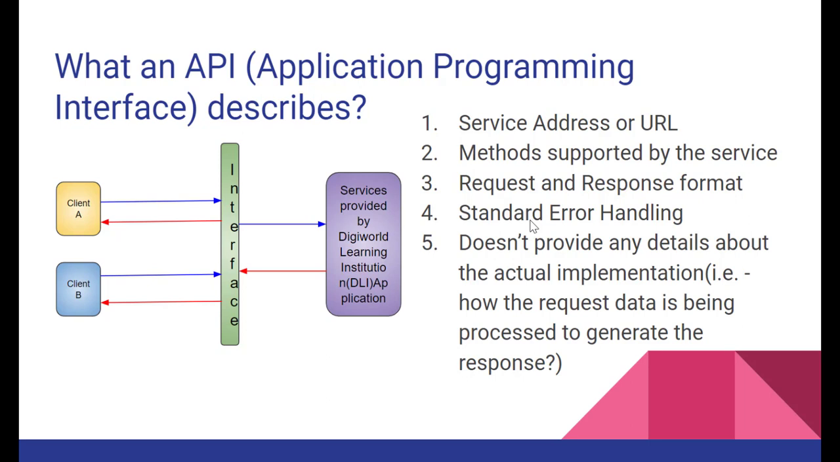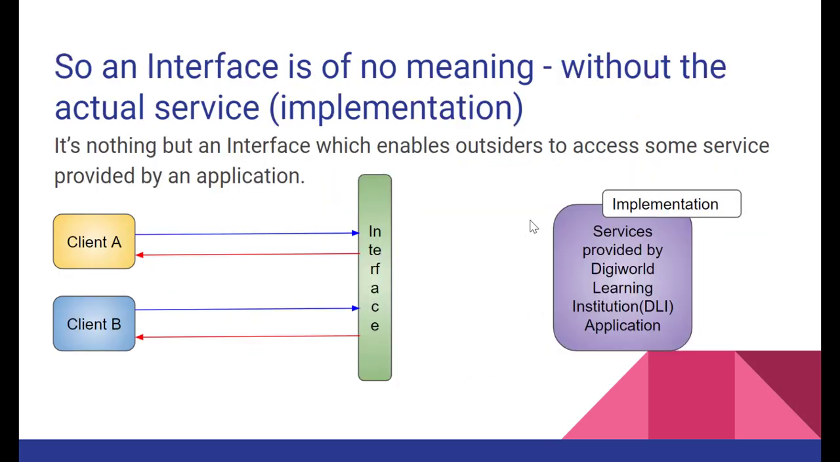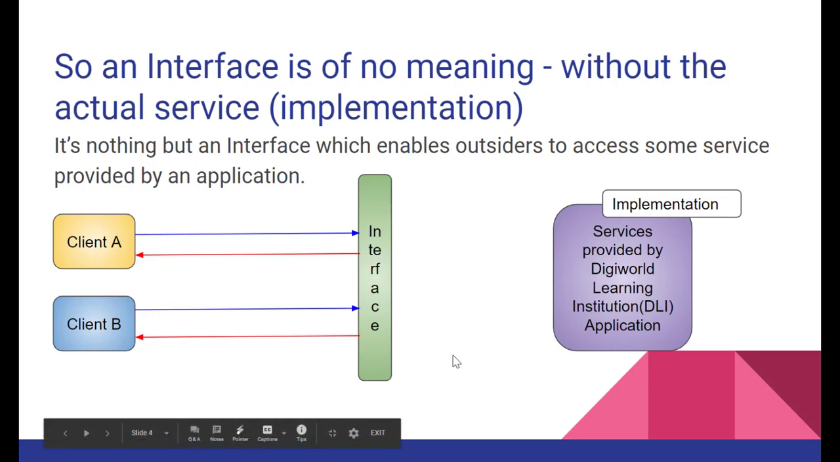So what we have got so far is the interface and the implementation, right? The implementation holds the actual logic of your service, and the interface is nothing but the service URL, the methods supported by your service, the request and response format, and also the standard error handling, right? Let's move ahead. An interface is of no meaning without the actual service or the implementation. If there is no link between the interface and the implementation, then that interface doesn't mean anything actually, right?